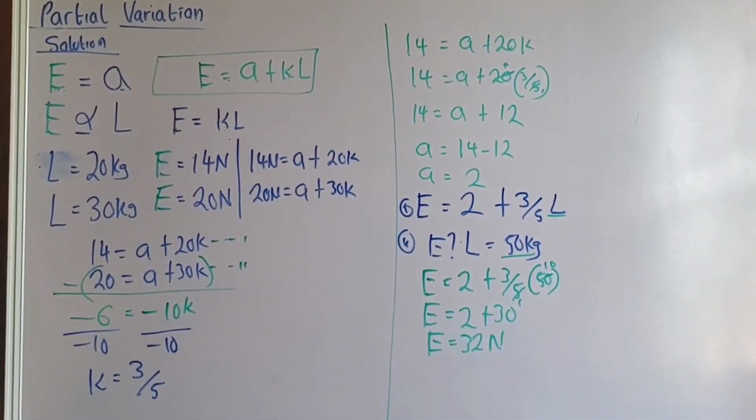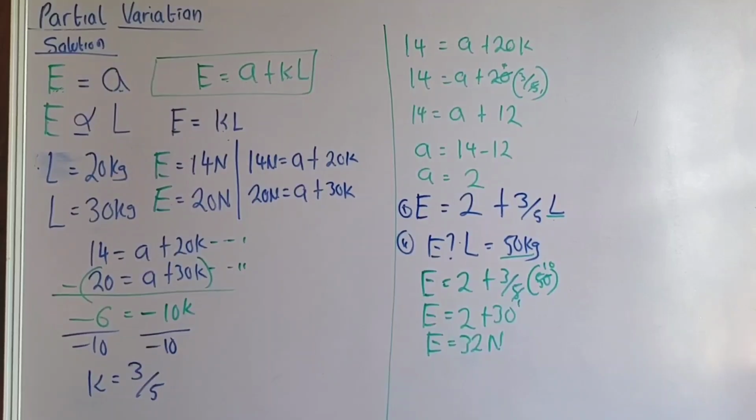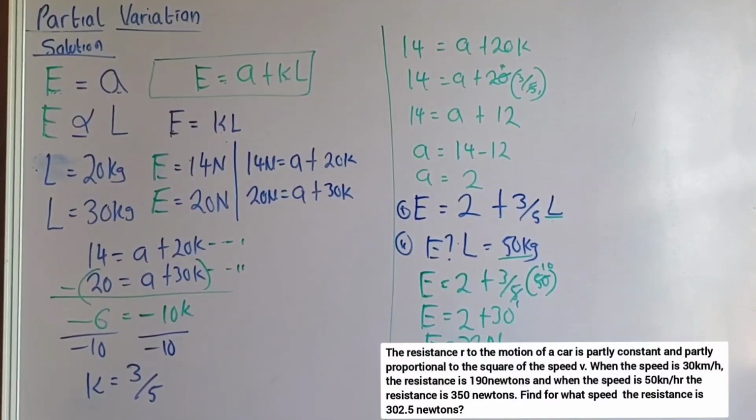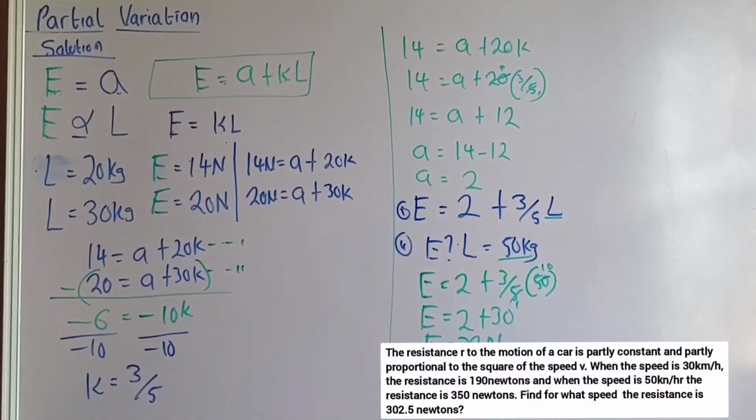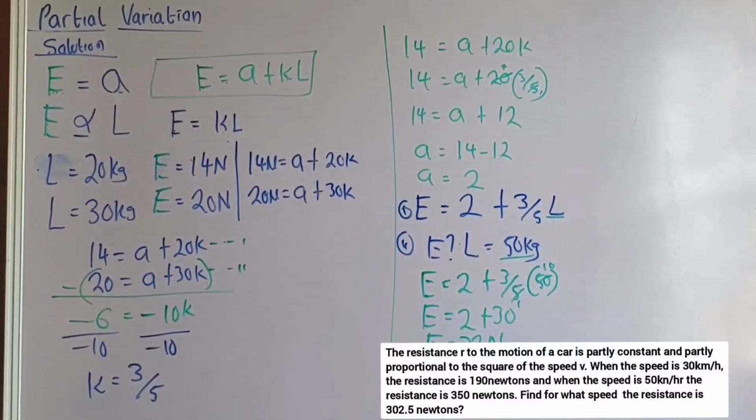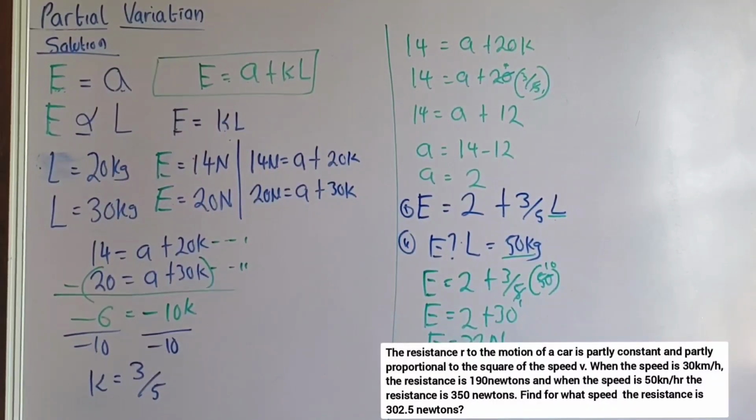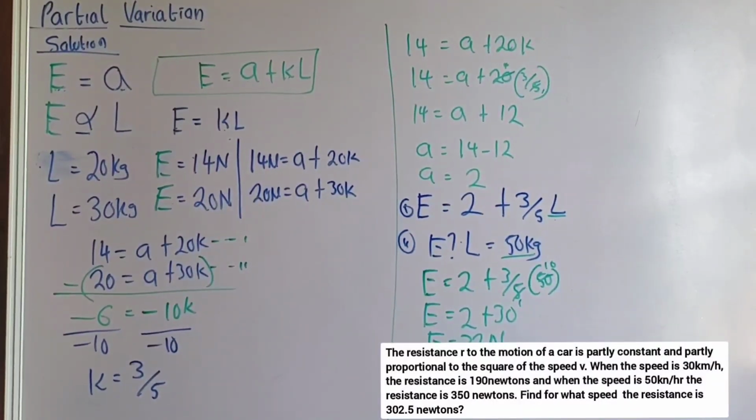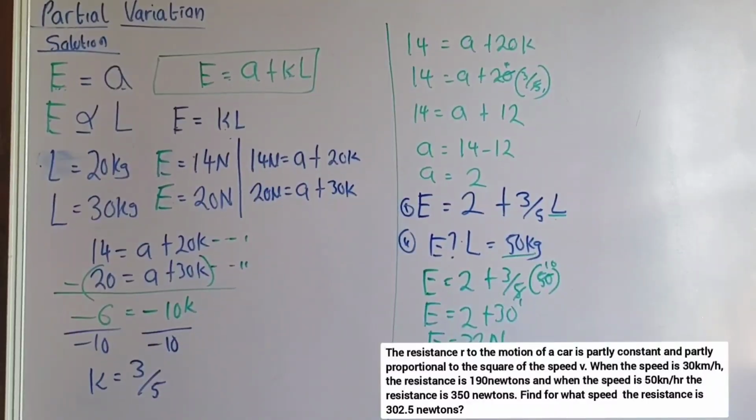Let's look at one more example. The resistance R to the motion of a car is partly constant and partly proportional to the square of the speed. When the speed is 30 km per hour, the resistance is 190 newtons. And when the speed is 50 km per hour, the resistance is 350 newtons. Okay? Find for what speed the resistance is 302.5. Okay? That is a WAEC question.